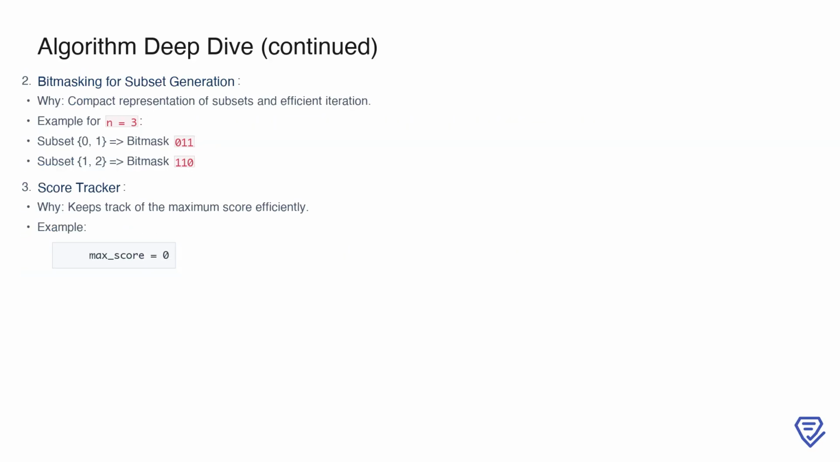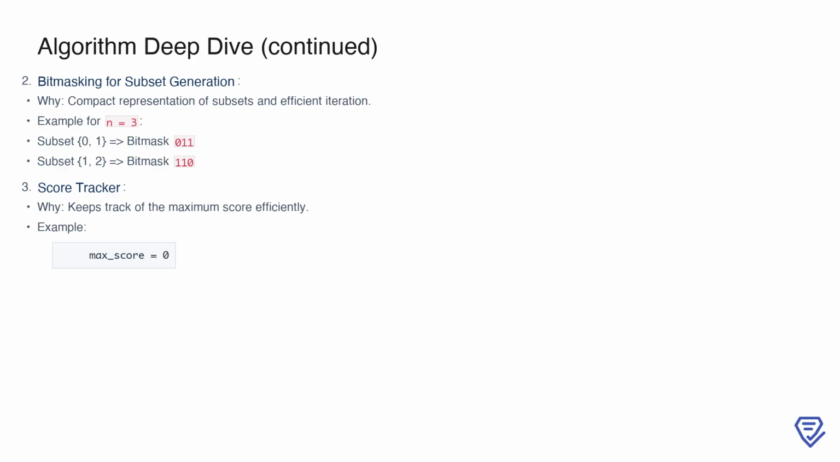To achieve these optimizations, we rely on certain data structures and techniques. One such technique is bit masking, which provides a compact and efficient way to represent subsets of players. For example, with 3 players, the subset containing players 0 and 1 can be represented by the bitmask 011, while the subset containing players 1 and 2 is represented by 110. This representation makes it easy to iterate through subsets and check inclusion.